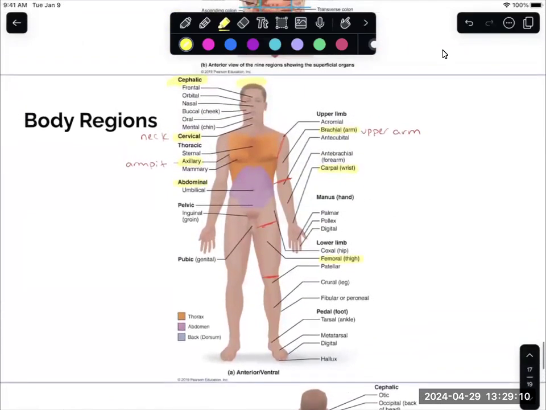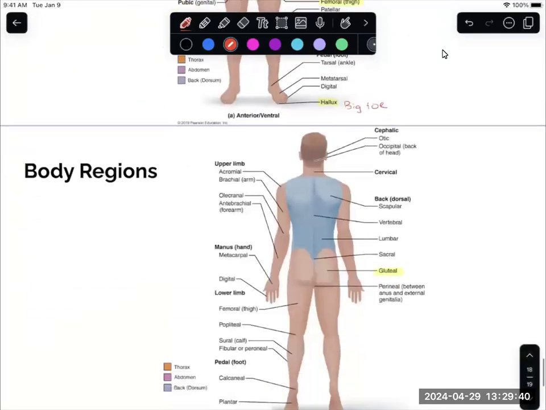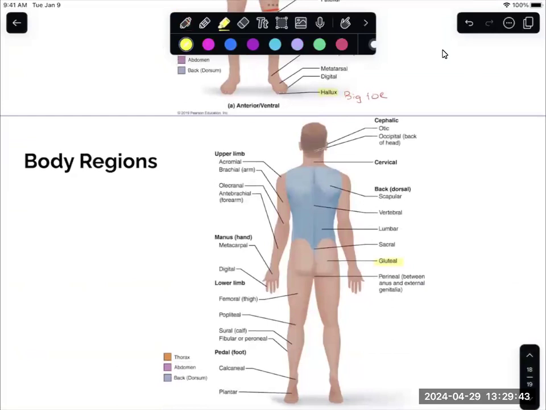Back up again. Let's see, hallux. Hallux is your big toe. Iliac or inguinal, that is that hip crease. Inferior, we went through that with directional terms. Lateral with directional terms. Lumbar. Let's see if those are labeled back here. Lumbar is that low back.